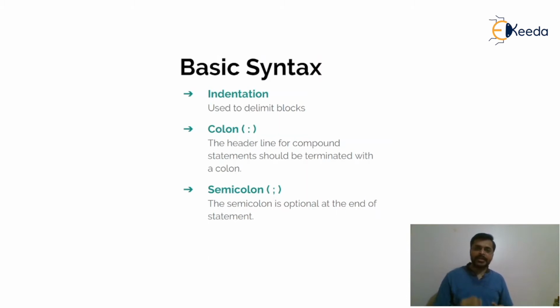Next syntax is the colon. Whenever you are defining a block, you actually give a header or basically a name of that block, and that header should end on a colon, which defines the start of the block. And on the next line onwards, you write the number of lines of code which should be part of that block. And the last syntax is a semicolon, which is nothing but just indicating an end of the line. So there are two main parts of the syntax over here, indentation and colon. Now let's see how to use that in practical usage.